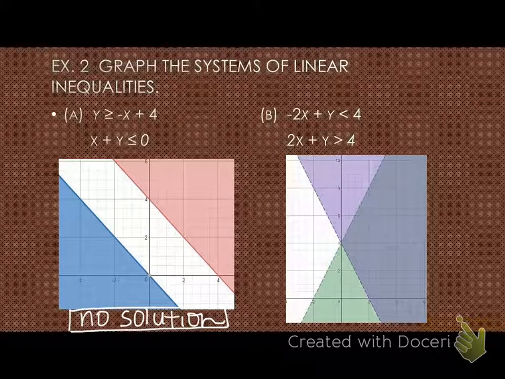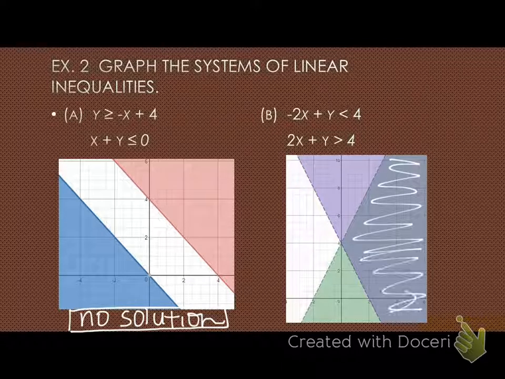Now, the graph for letter B speaks for itself. And remember, in Desmos, I've got a picture of what it looks like. On your graph, remember, you are only shading in this portion of the graph, because this is where your two sections of shading overlap. So that is where the solution to your system is actually going to be. All right, any questions? All right, awesome.